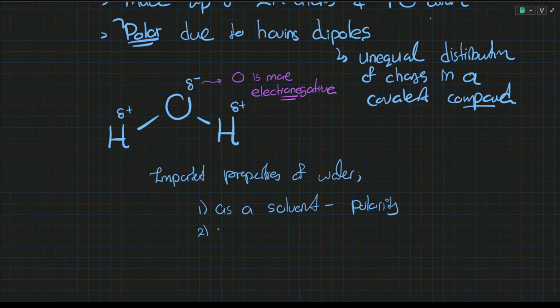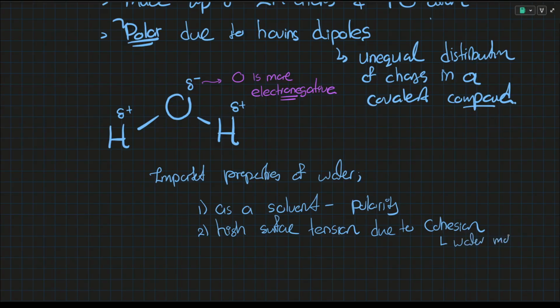Water typically has a very high surface tension, due to the ability of these water molecules to stick to each other. We call that cohesion. Cohesion is where water molecules stick to each other. That's how cohesion works. And this is important.